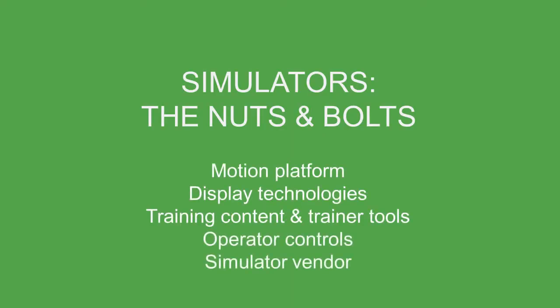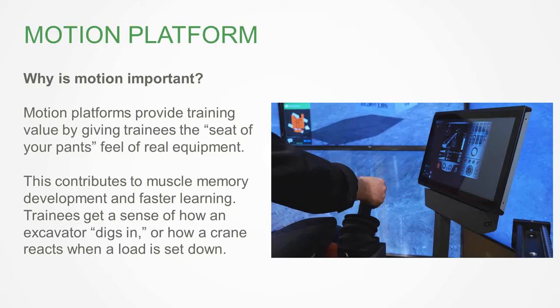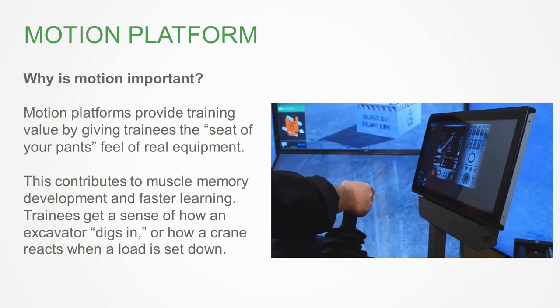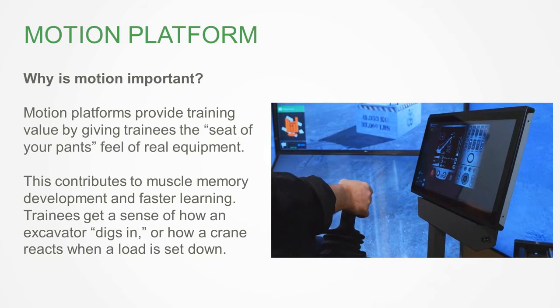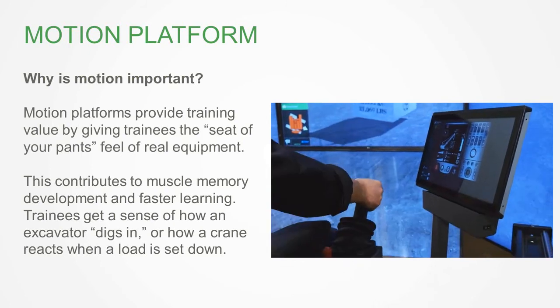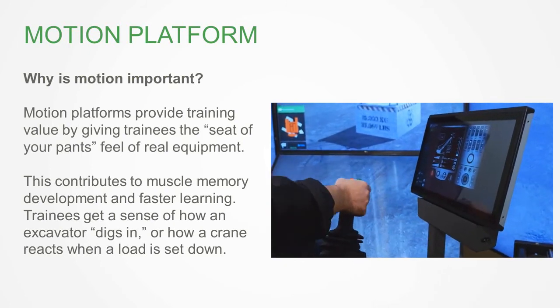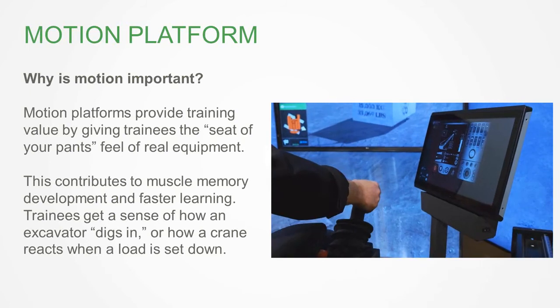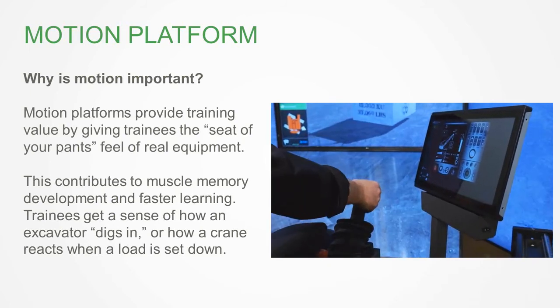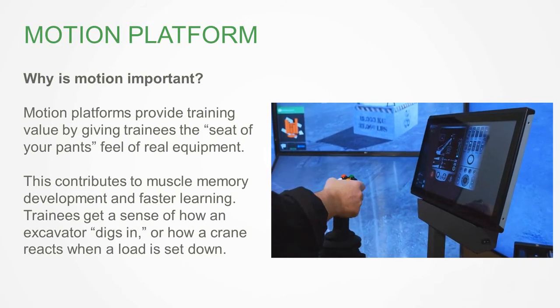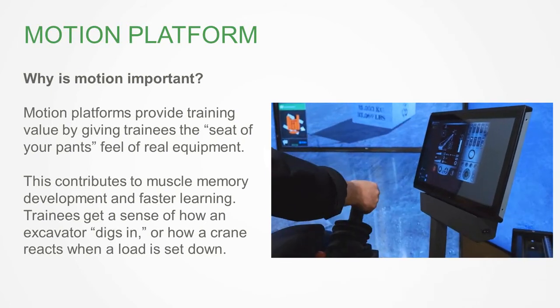So, simulator. What constitutes a simulator? What are the pieces of the simulator, and what should you really look for in those pieces? The first thing is motion platform. It's the most obvious one. It's when it moves. The simulation moves. If you ask an operator, they're using all their cues, their ears, their nose, the seat of their pants to feel the equipment. What a motion platform does is facilitate that.